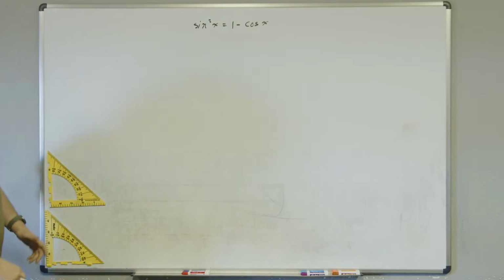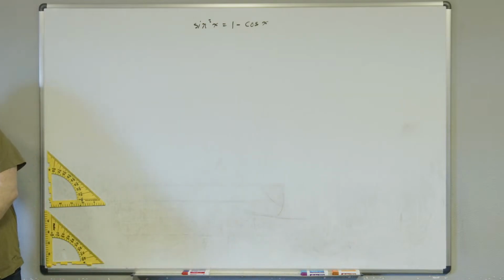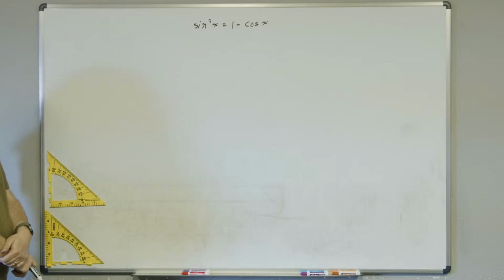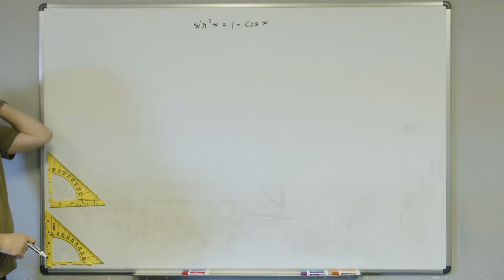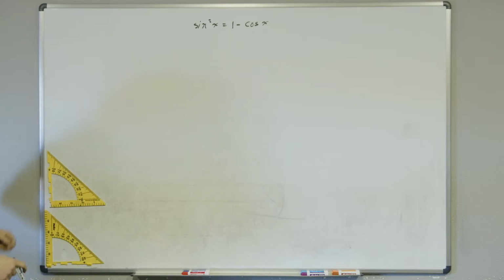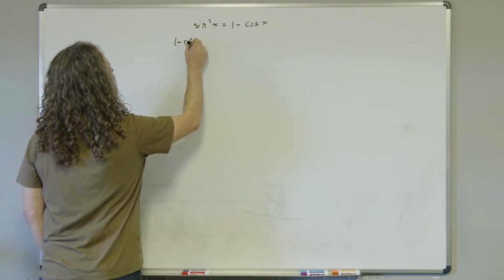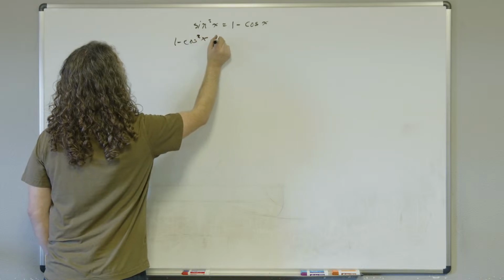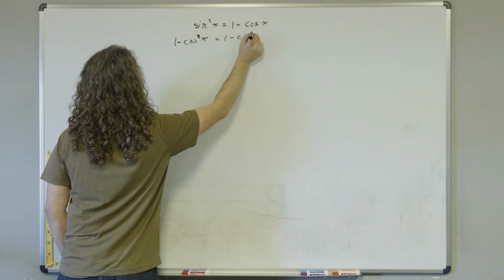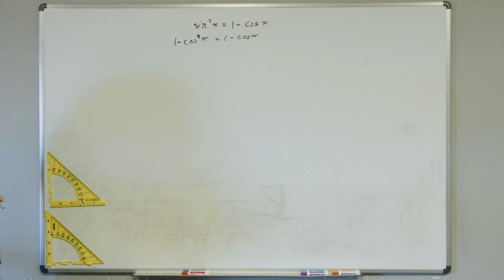Now what? We're supposed to solve for all values of x. The one on the right equals 1? No, it doesn't. If it was squared, it would, but it doesn't. That's what my mistake was. The one on the left we can change, which will be useful: 1 minus cosine squared x. So 1 minus cosine squared x equals 1 minus cosine x.